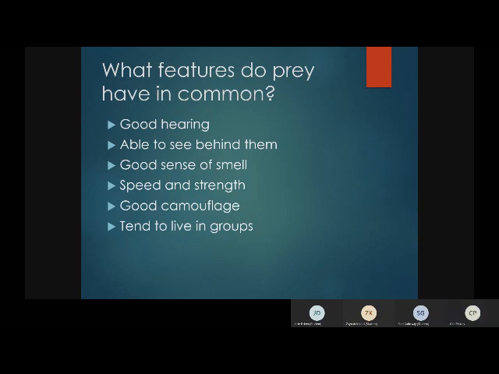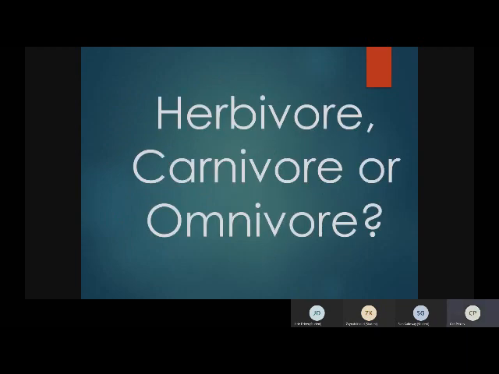Now then, all right, another little game. Herbivore, carnivore, or omnivore? Now, just to make sure we're all on the same page, a herbivore is an animal that eats plants and only eats plants. A carnivore is an animal that only eats other animals. And omnivores are animals that will eat either.